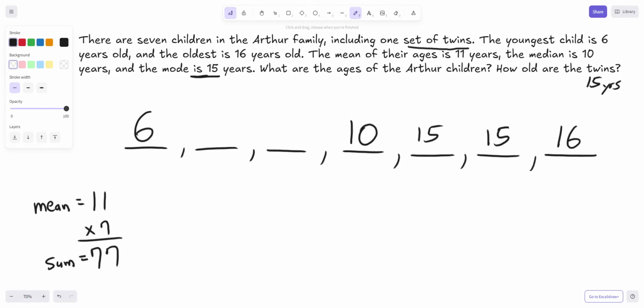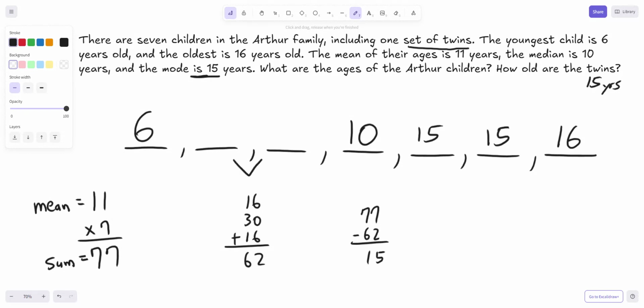I'm missing 2 numbers. All right, let's see. So I only know 5 out of the 7. 6 plus 10 is 16. 15 plus 15 is 30, plus another 16. So that's 32 plus 30 is 62. So the 5 kids add up to 62. I know all 7 kids add up to 77. So if I subtract, I get 15.